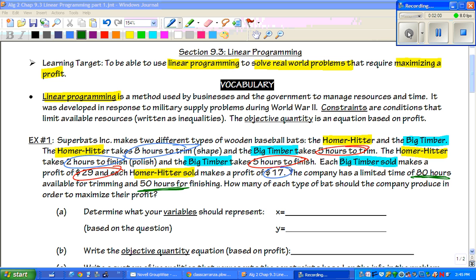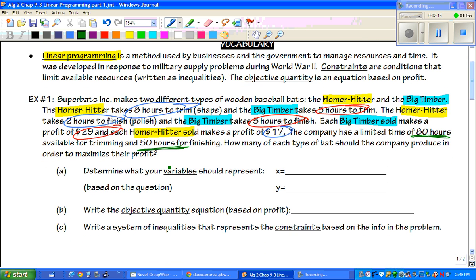The first thing we do after we read and write everything down is start determining what the variables are. Down here at the bottom it says determine what your variables are based on the question. Well, what's the question? The question is right here: how many of each type of bat should the company produce in order to maximize their profits?